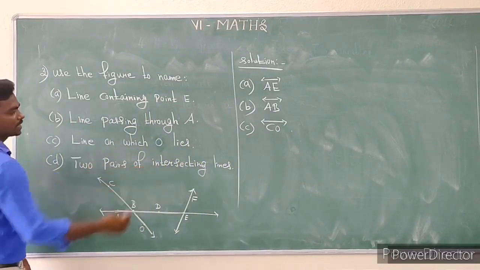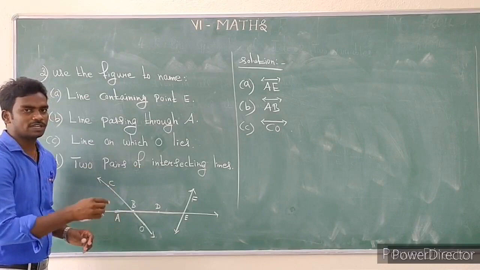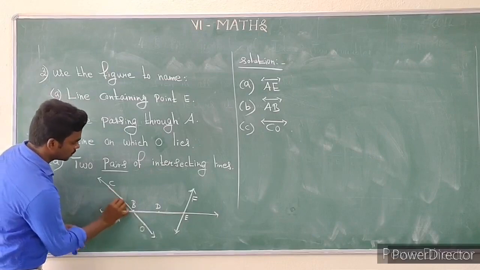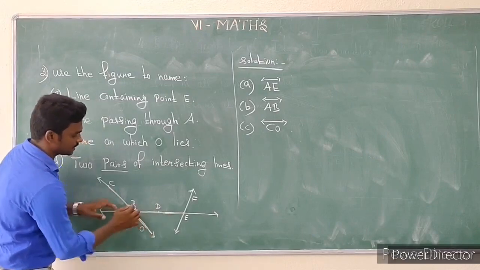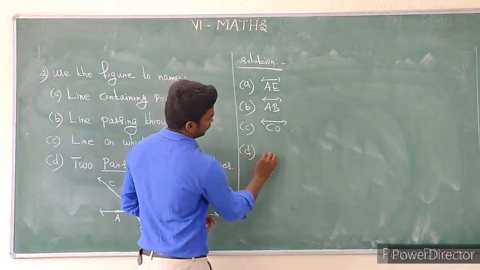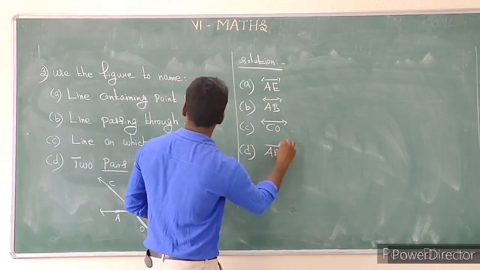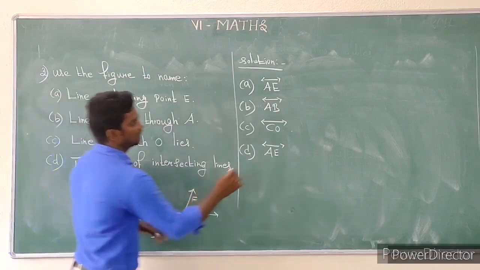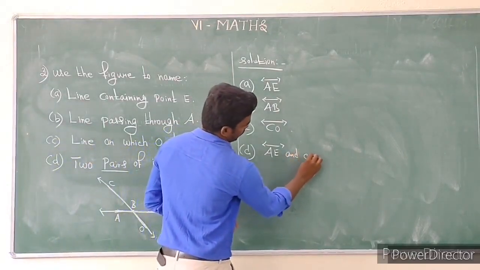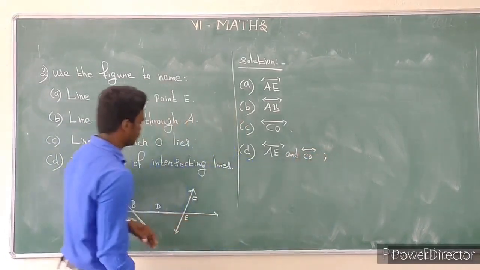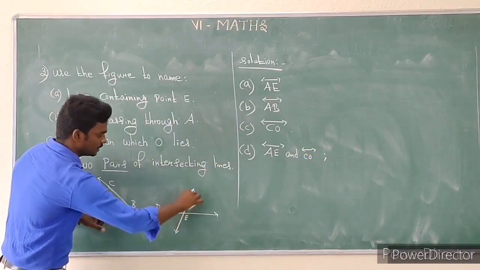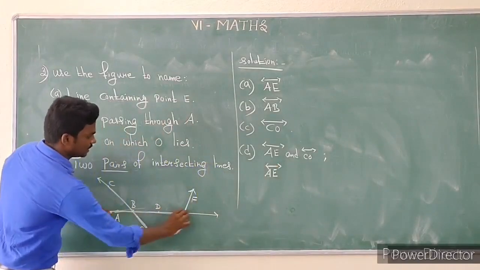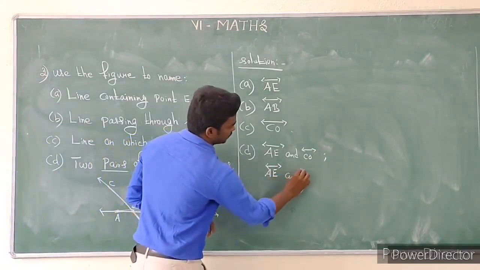Next one, two pairs of intersecting lines. Intersecting lines means two lines meeting at any one common point. Which is one pair? Line CO and line AE are intersecting lines. What is another pair? The next pair is line AE and EF. So line AE and FE are also intersecting lines.